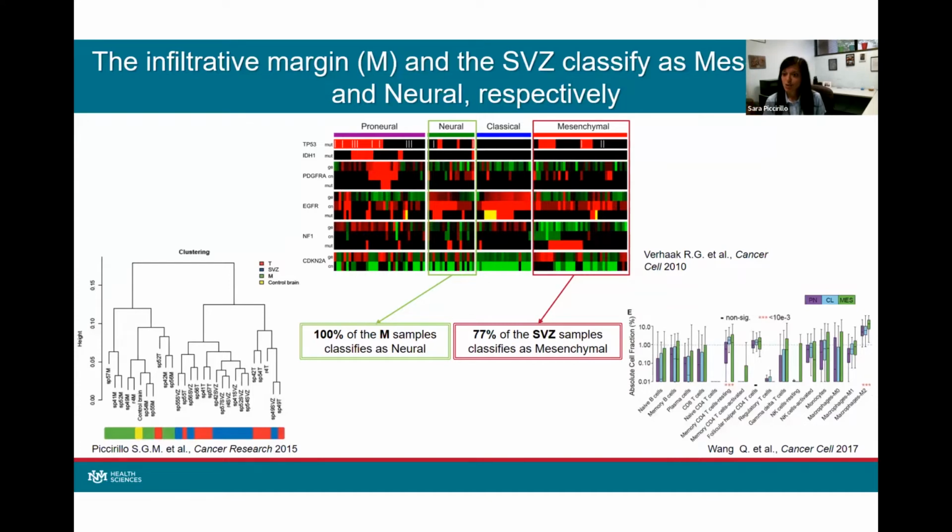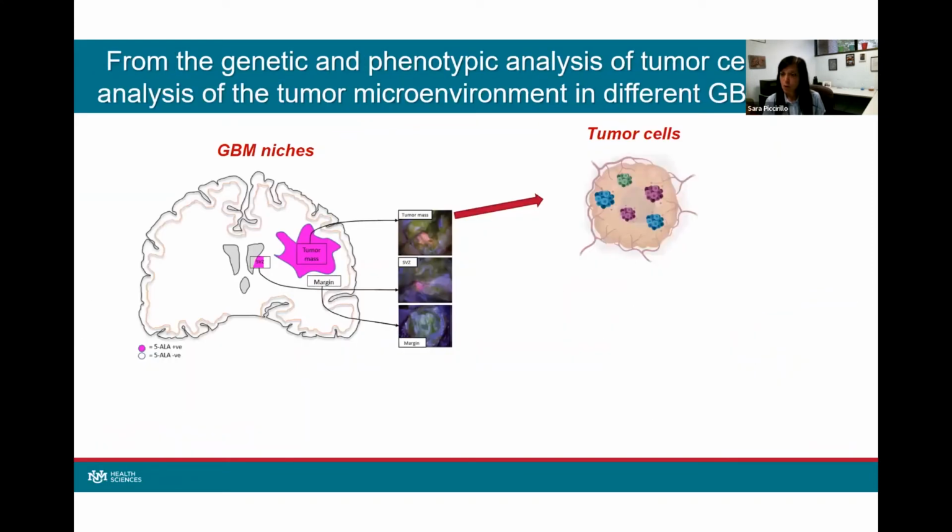Most of the work is done on the tumor mass, so we were now able to look at these two niches and compare them versus what is known in the literature on glioblastoma. Up to this point, what I told you is that we were doing a lot of cellular and molecular analysis to look at the intra-tumor heterogeneity of these areas, which are summarized here on the left. These are what we call the glioblastoma niches: the tumor mass, the subventricular zone, and the margin.